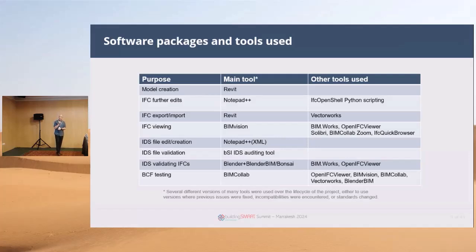And then later on, a really useful tool was BlenderBIM, which takes your IFC file, takes your IDS, and systematically goes through all the way through checking that your IFC file complies and gives you a really nice, rich report of passes and or failures. And then also the BCF testing, we used BIMCollab as well. We used a number of other tools along the way, and I'll get to that in a minute. But we did test lots of different tools out in this pathway.